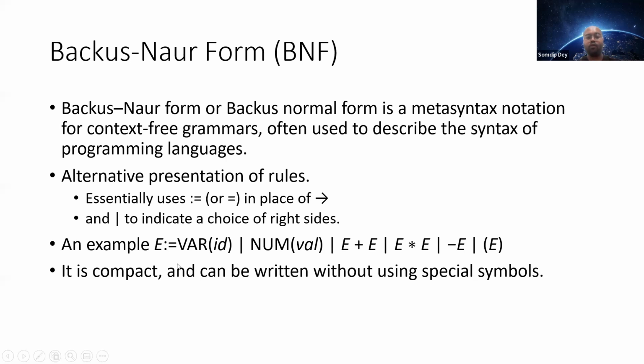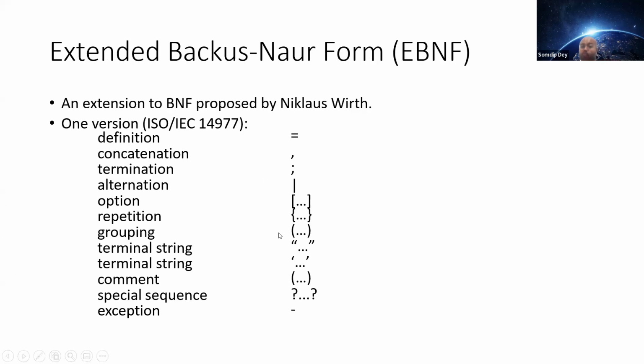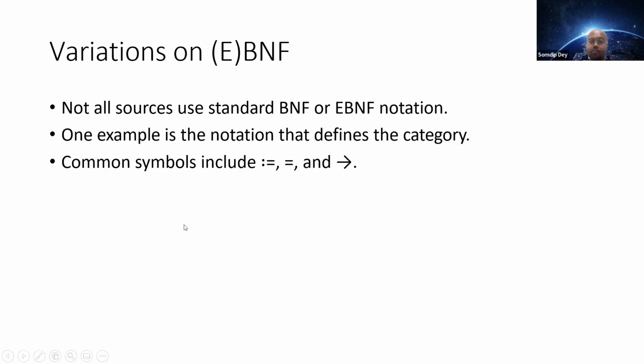And as you all know, BNF is a more compact form of representing production rules, and can be written without using special symbols. So you can also have extended Backus-Naur form, or EBNF, which is represented using different symbols. But again, do revise this as well.